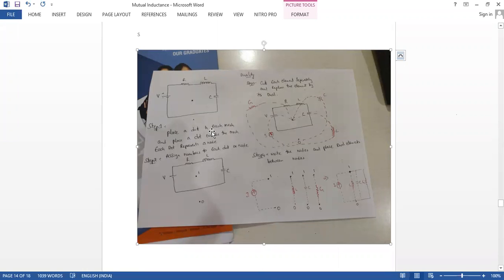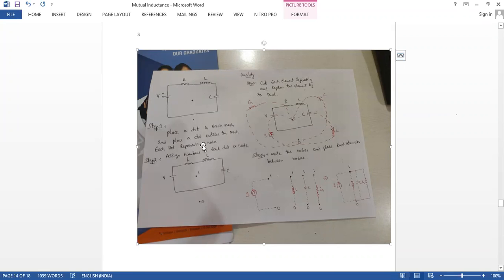Now I'll tell you how to do this. First, in the middle of this circuit, place a dot. All of you place a dot in the middle of the circuit. And place a dot in each mesh. How many meshes, meaning closed areas, are present here? Only one. So place a dot in each mesh or closed area, and place another dot outside the circuit. You have written: place a dot in the closed area and place a dot outside the circuit.